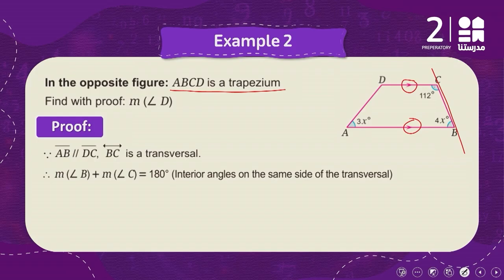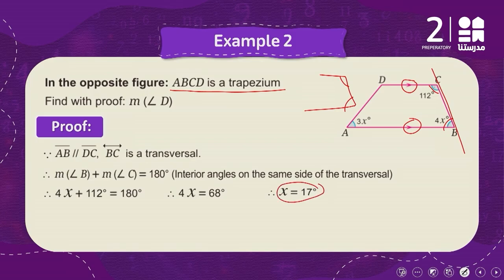Now, if you have a transversal and 2 angles opposite to each other, or in the shape of U, they add up to 180. So we have 4x plus 112 equals 180. Usually you solve an equation to find x. This is 17. With this value of x, you can find the value of this angle and this angle also. Now we have 3 times 17 and 4 times 17. This will be 51. This will be 68.